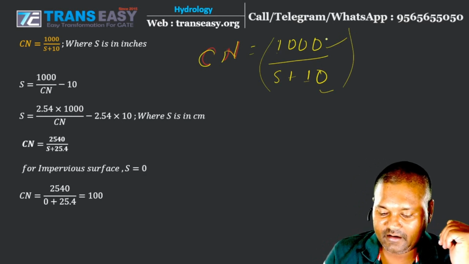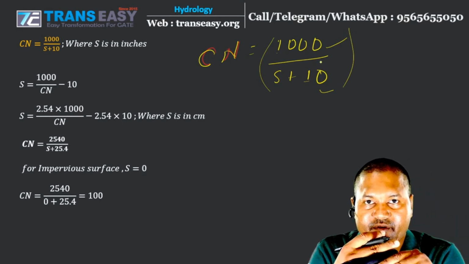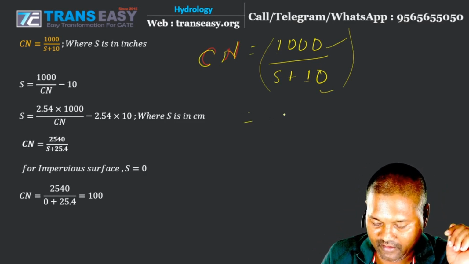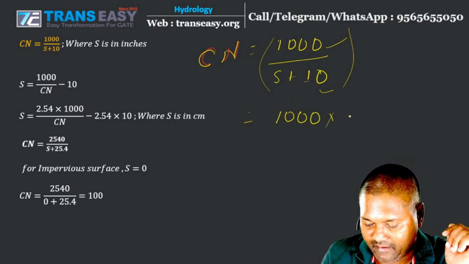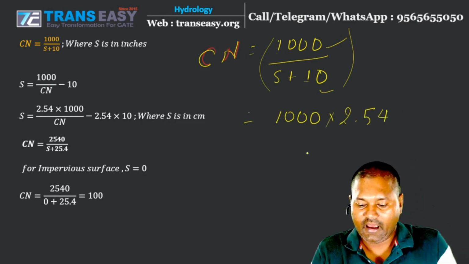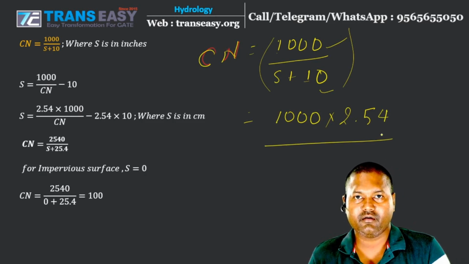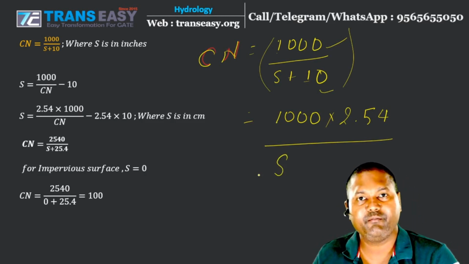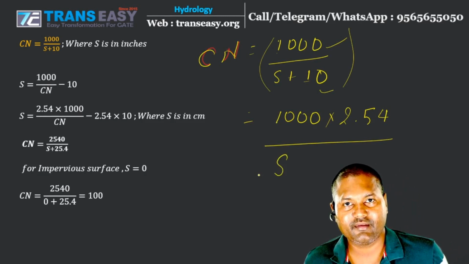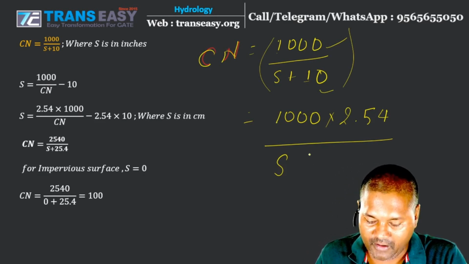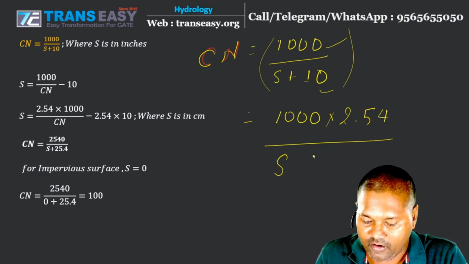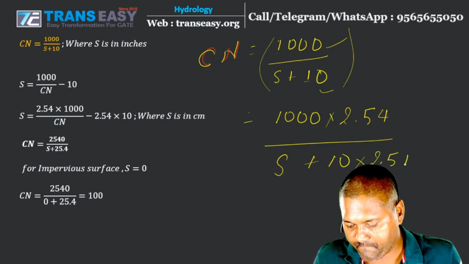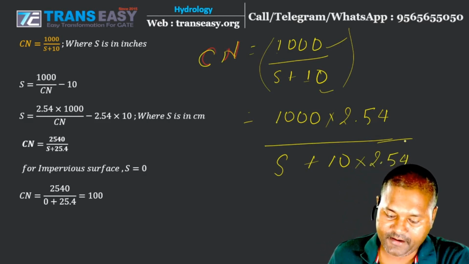Now convert numerator and denominator in centimeter. So 1 inch is 2.54 centimeter. So we multiply numerator by 2.54 and denominator by 2.54. But if we consider s is in centimeter, then no need to multiply 2.54 to this s. Only convert this 10 inches in centimeter.